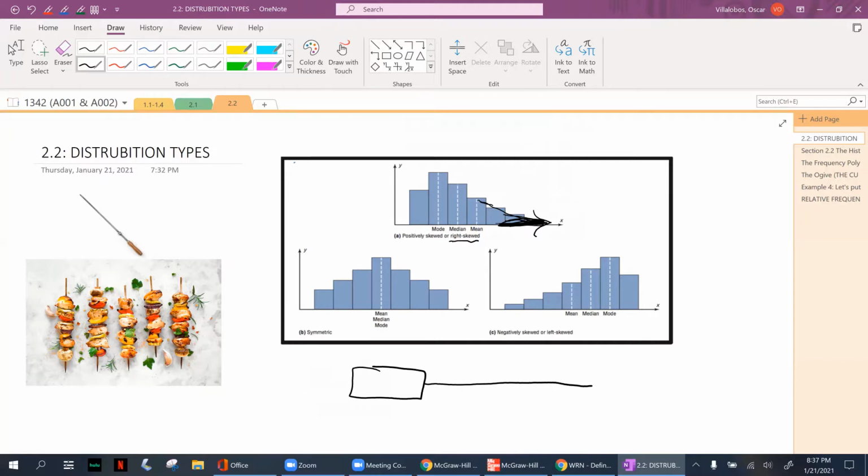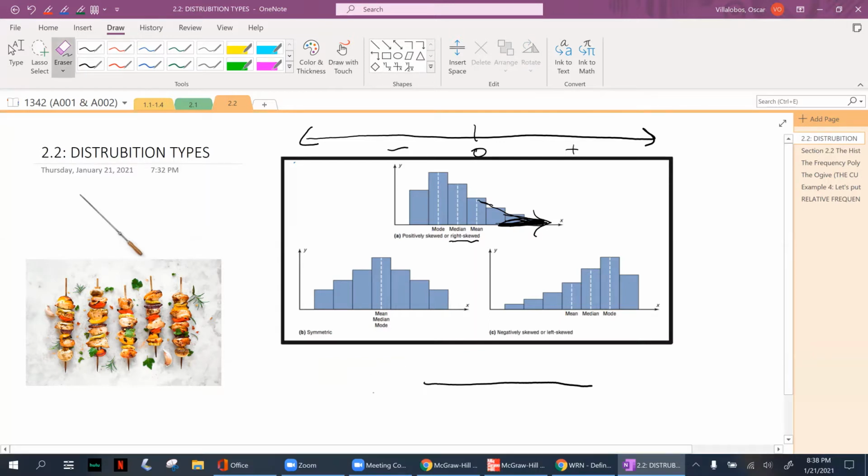Another way you can tell is, where is this skewer that I drew pointing? Is it pointing to the left or to the right? Whenever we're dealing with a number line, to the right is positive, to the left is negative. So it's positively skewed, it's right skewed. You can use whatever helps you out. I'm just trying to help those who might need a little bit more push.